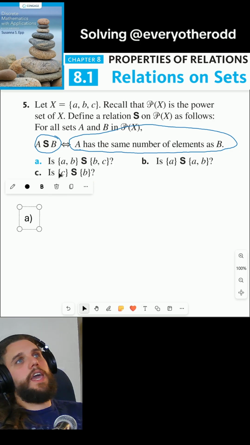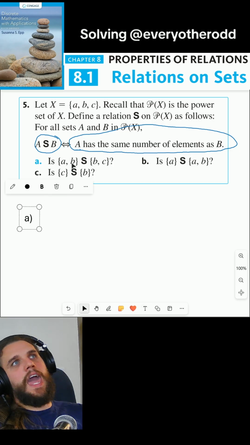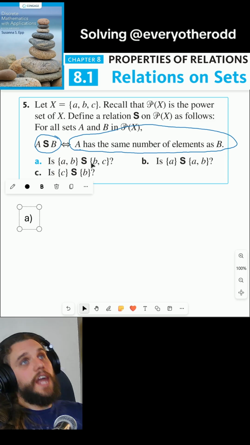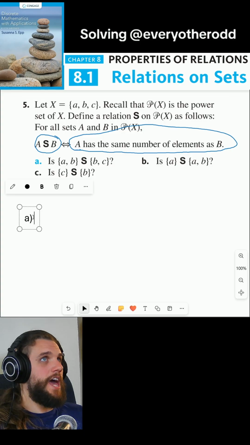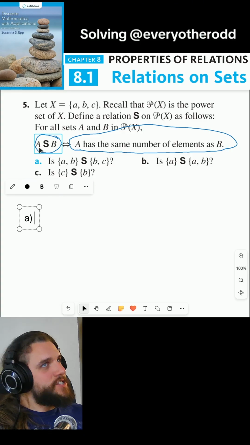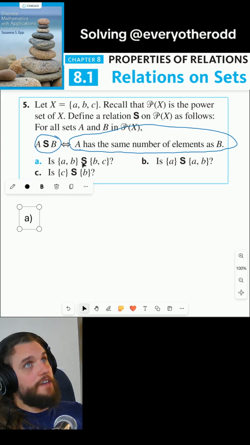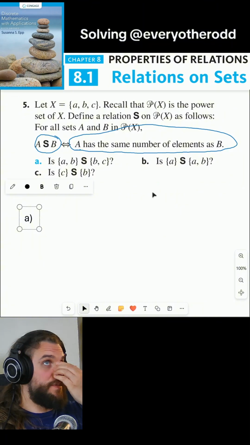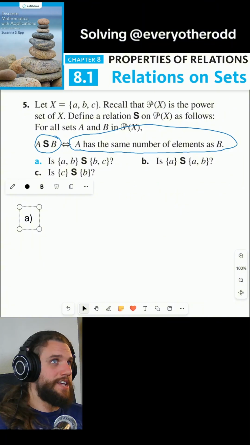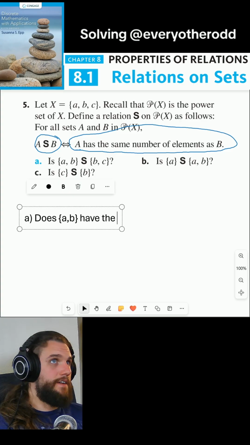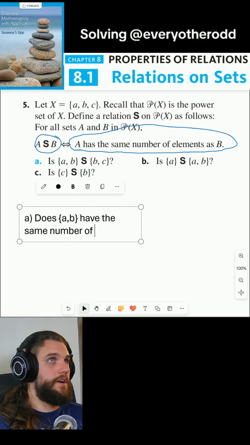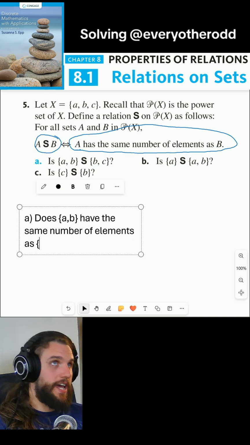Part A is asking, is the set containing a, comma b related to the set containing b, comma c under the relation S? But a set A is related to set B if and only if those sets have the same number of elements. So what part A is really asking is, does the set containing a and b have the same number of elements as the set containing b and c?